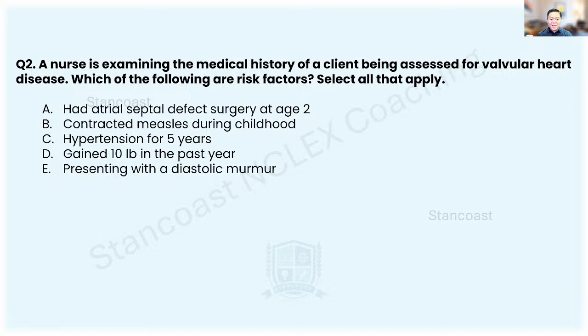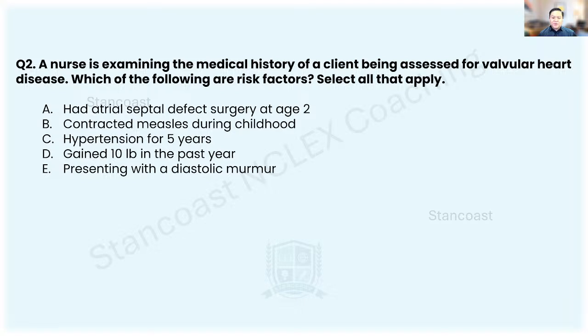Select all that apply. Again, a nurse is examining the medical history of a client being assessed for valvular heart disease. Which of the following are risk factors? Select all that apply. Is it A, had atrial septal defect surgery at age 2? B, contracted measles during childhood? C, hypertension for 5 years? D, gained 10 pounds in the past year? And E, presenting with a diastolic murmur.